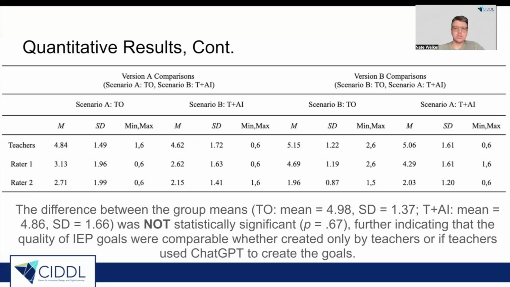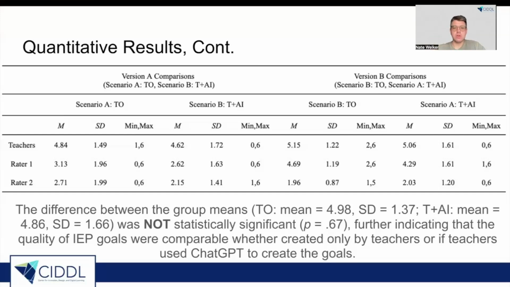So to assess this and determine if the differences between the overall teacher ratings of the teacher-only goals versus the teacher and AI goals were statistically significant, we did a 2-sample t-test, and we found that the teacher-only group had a mean score of 4.98, whereas the teacher and AI group had a mean score of 4.86. So the difference between the group means was not statistically significant, which further indicates that the quality of IEP goals were comparable, whether created by the teachers themselves or using an AI.